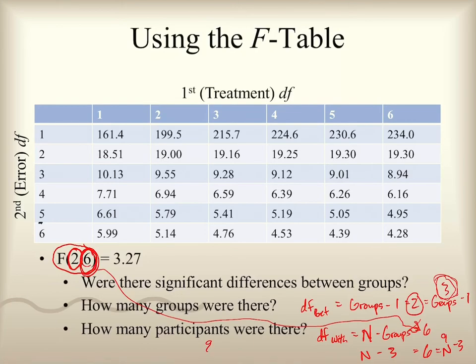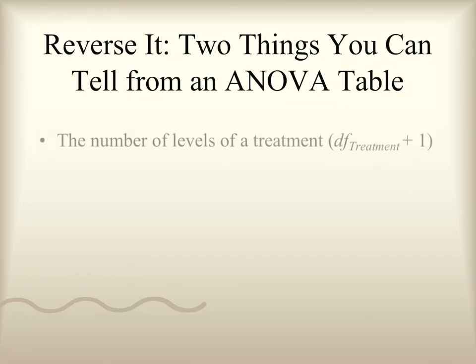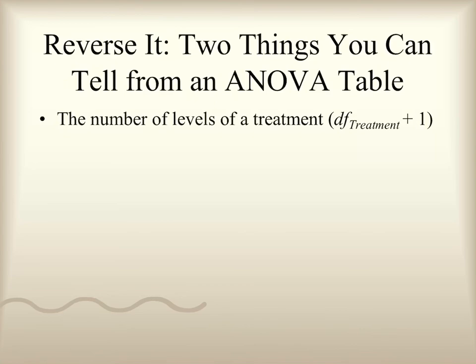So we know that there were 9 participants and 3 groups in this study. Okay, so let's check that out one more time. Remember, looking at an ANOVA table, when your F value is shown, you can tell 2 things about an experiment. One, you can tell the number of levels of a treatment. We've called this the number of groups.